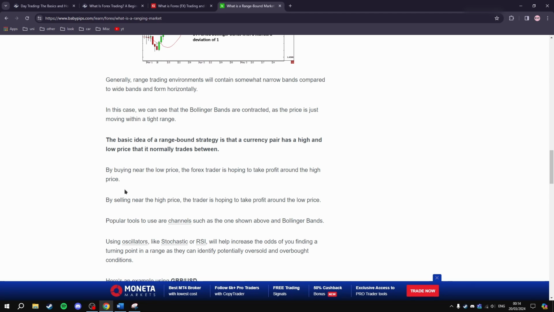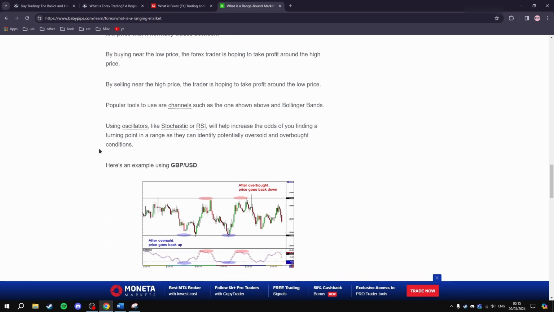Popular tools to use are channels, such as the one shown above, and Bollinger Bands. Using oscillators like stochastic or the relative strength index will help you increase the odds of finding a turning point in a range, as they can identify potential oversold and overbought conditions. Here's an example of GBP/USD.